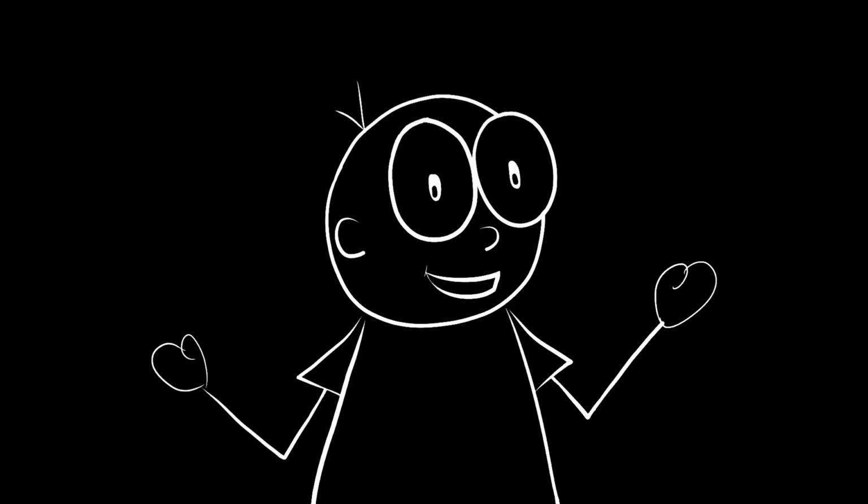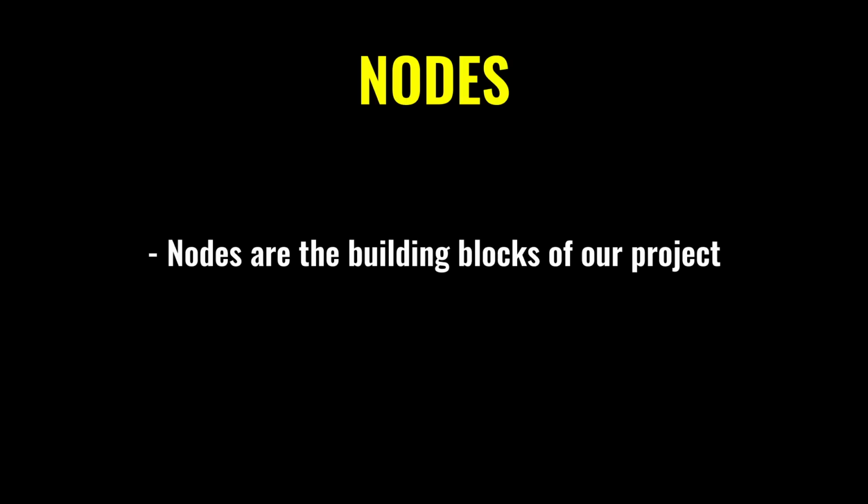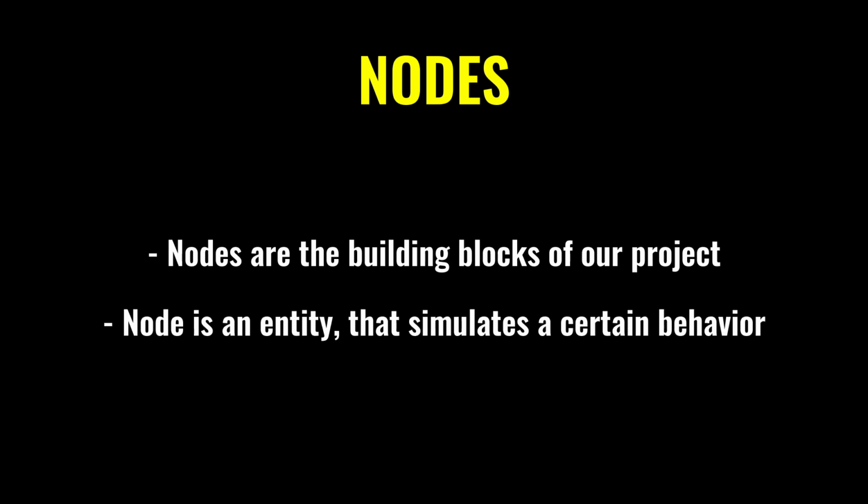Alright, now let's have a look at the engine itself and how it actually works. There are 4 key concepts in Godot that you should have a good understanding of. Let's start with the most important one of all, nodes. Nodes are essentially the building blocks of a project. It is simply a basic entity that simulates a behavior in our game.